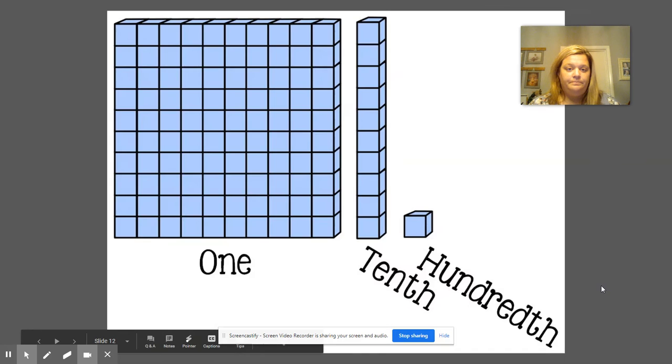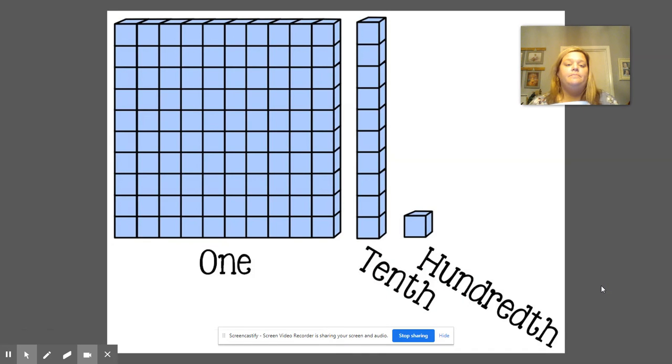Let's go on to the next one. Now, just like I said, your 1 is your whole flat. Okay, you have a flat. That equals one whole number. This little rod is worth tenths. Okay, it takes 10 of these to make one of these. Just to prove it, you can count: 1, 2, 3, 4, 5, 6, 7, 8, 9, 10. So it takes 10 rods to make the 100.